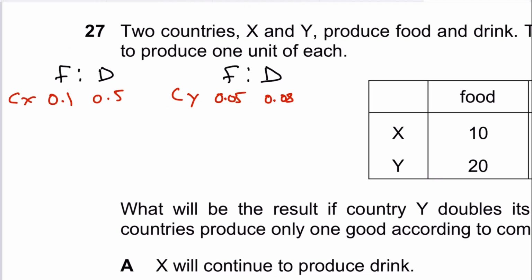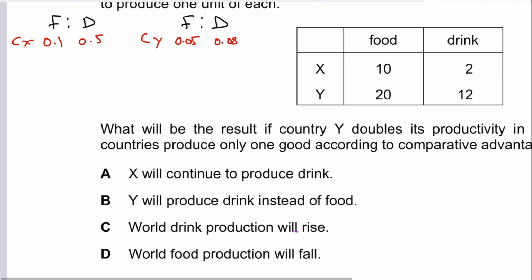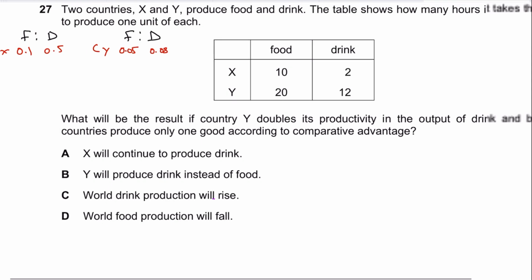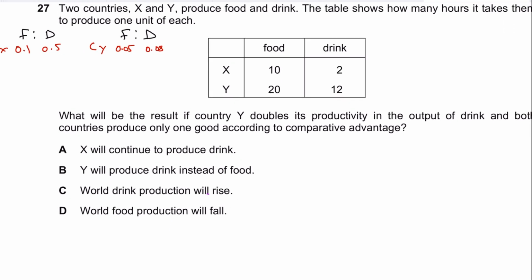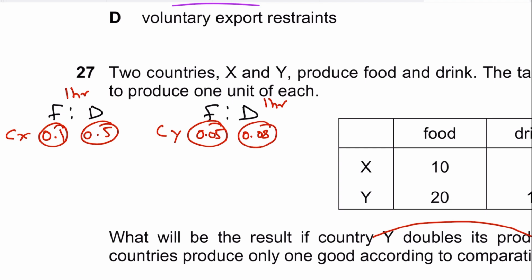Now, still we can't really find the comparative advantage until we take a common ground. But before we do that, let's first see what they're saying. What will be the result if country Y doubles its productivity, right? So now what we have done is that we have studied that in 1 hour, 0.1 units of food can be made in country X, and 0.5 units of drinks can be made. And in 1 hour for country Y, 0.05 units of food can be made and 0.08 units of drinks can be made.